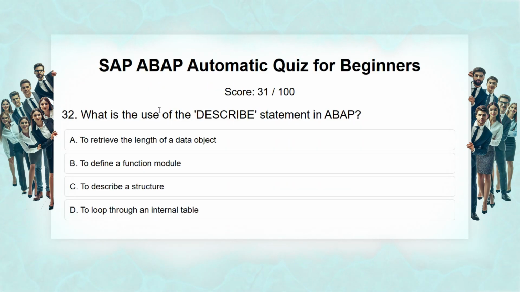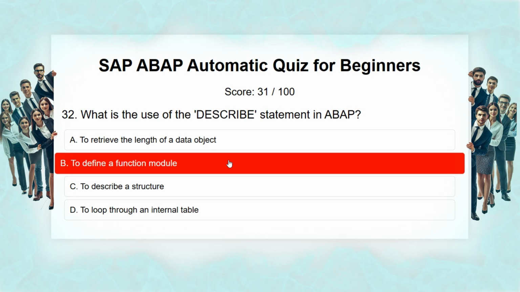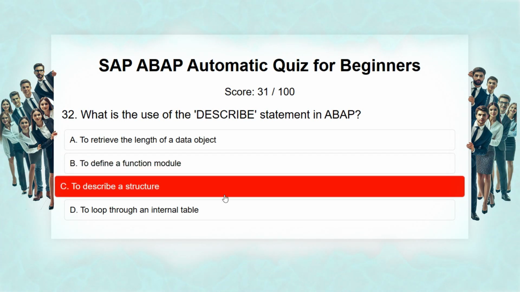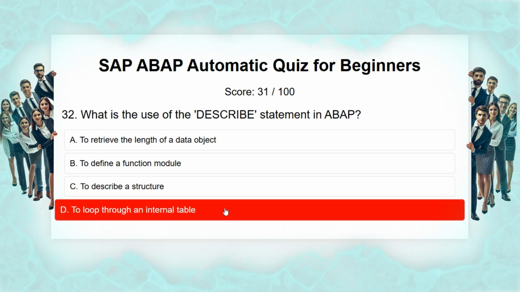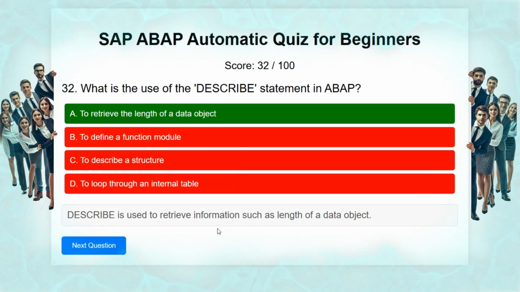32. What is the use of the describe statement in ABAP? A. To retrieve the length of a data object. B. To define a function module. C. To describe a structure. D. To loop through an internal table. Correct answer. Describe is used to retrieve information such as the length of a data object.